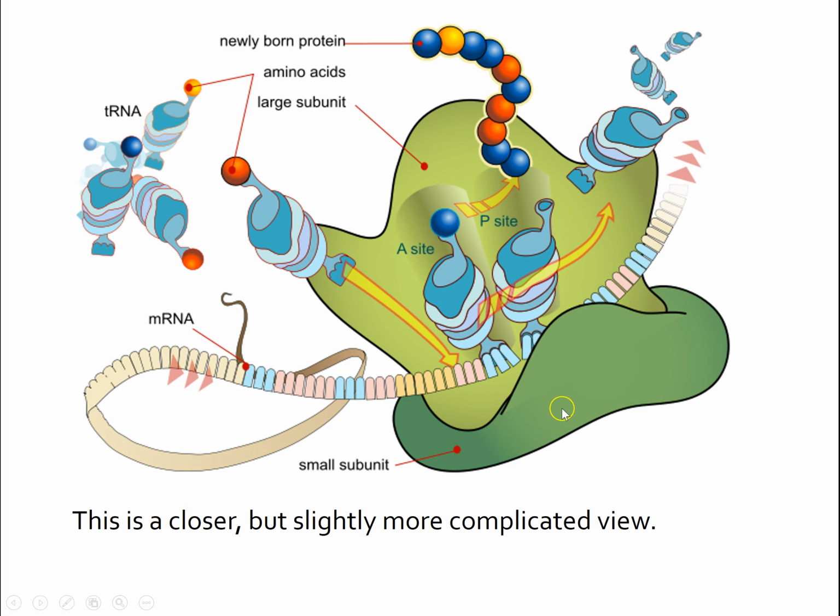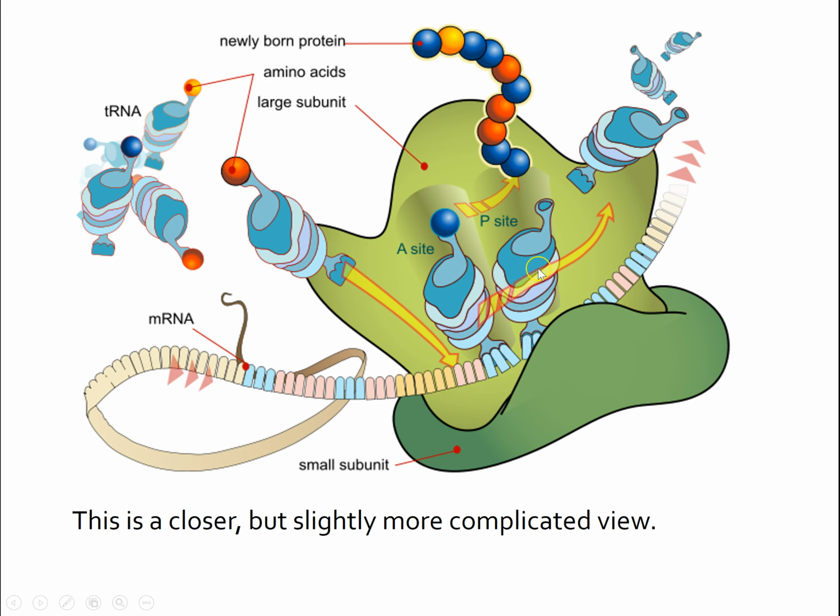Here is a different but slightly more complicated view. Here's our mRNA again. You can see the tRNA is bringing in the amino acids, these colored balls here. This is talking about the A site and the P site and all of that. We're not getting into all that terminology, but this is the ribosome, this whole green structure. It's made of two pieces, the large subunit and the small subunit.